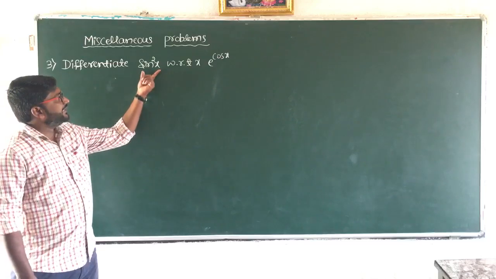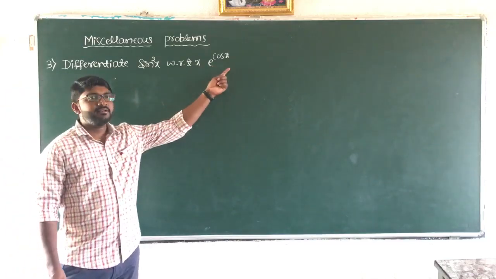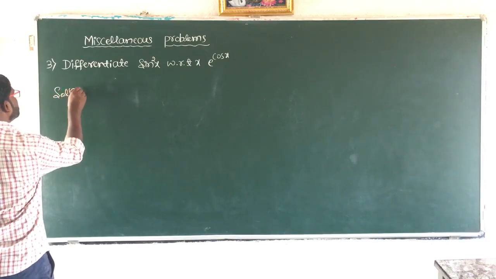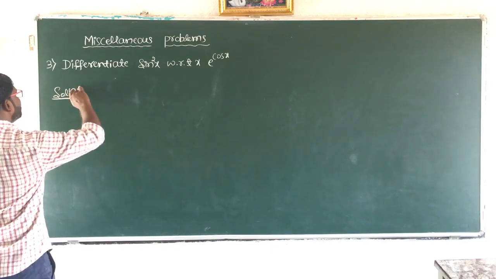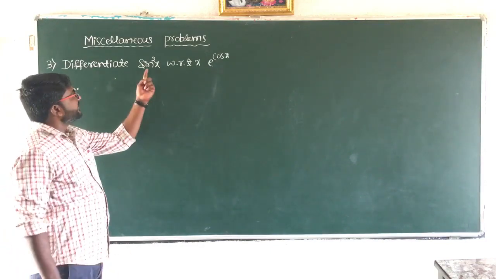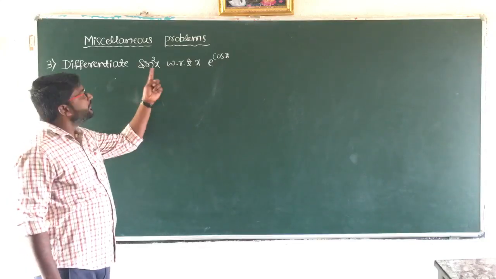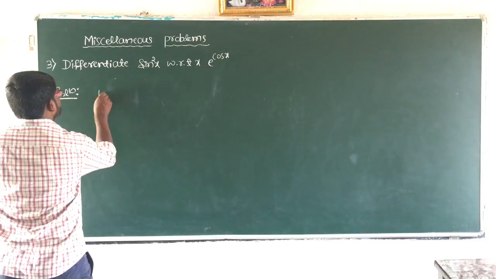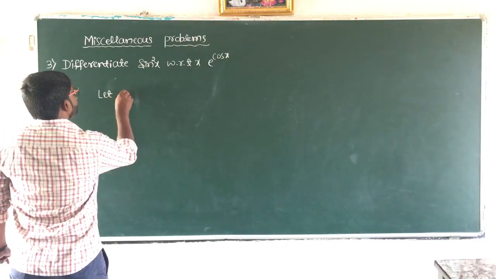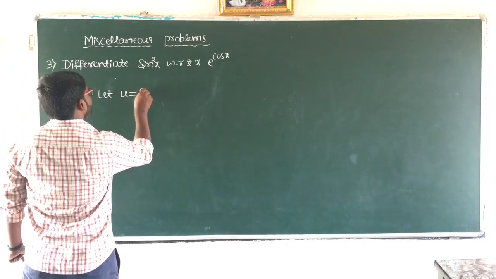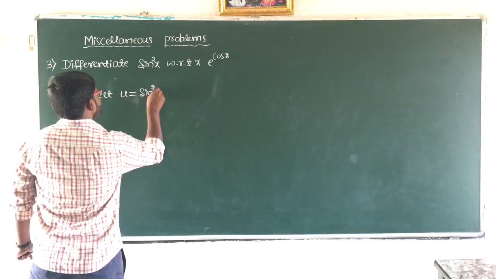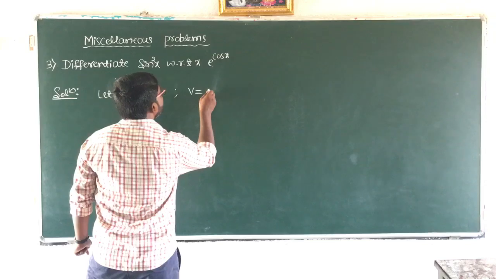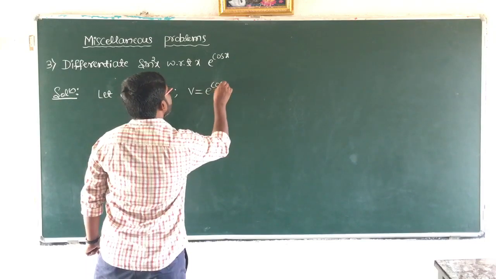Differentiate sin square x with respect to e to the power cos x. See here. So here, sin square x I consider as u and e raised to cos x as v. So let u be equal to sin square x and v be equal to e raised to cos x.